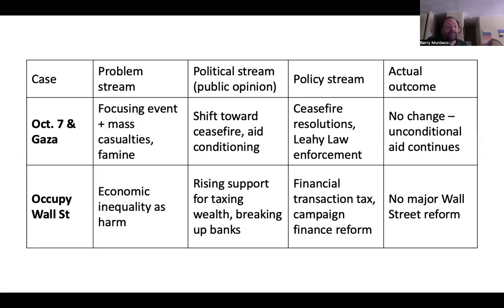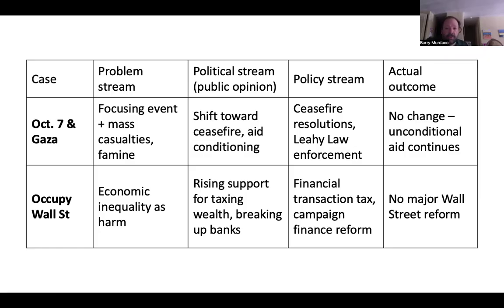Same thing with Occupy Wall Street. Occupy Wall Street certainly brought to public awareness the problem of inequality in this country. So the problem was properly identified. Within the political stream, again, you see a rising support for taxing wealth, breaking up banks. So once again, the problem stream and the political stream seem to be converging towards some sort of policy change. There are viable policies that could have been enacted.